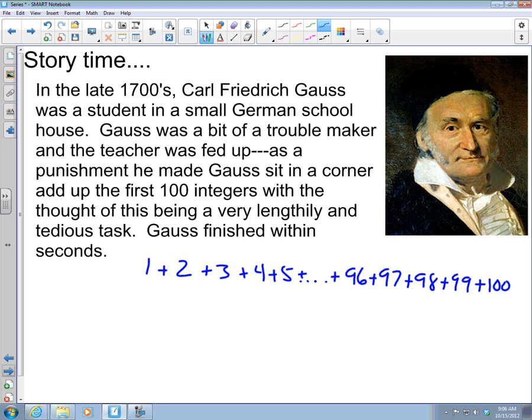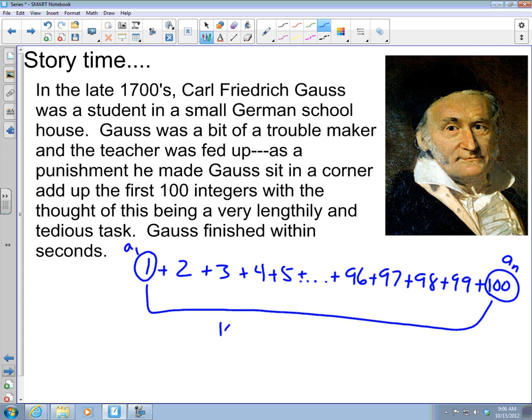But if you look at this and use patterns, I know the first term is 1, and the last term, a sub n, is 100. A sub 1, a sub n, or a sub 100, I guess you could say. First term and last term. If we add these up, 1 plus 100 is 101. How about 2 and 99? The next to the first term, a sub 2, and this would be a sub n minus 1. 2 plus 99 is also 101.